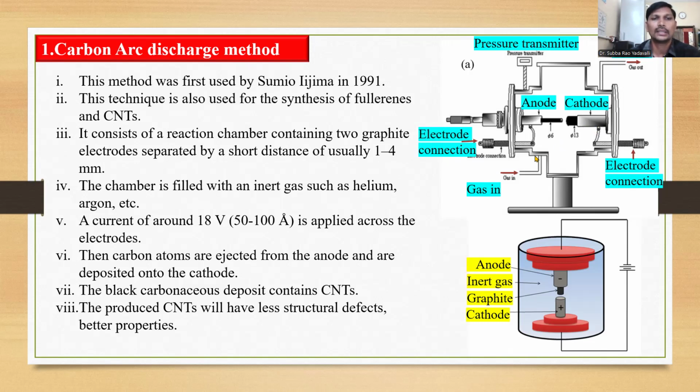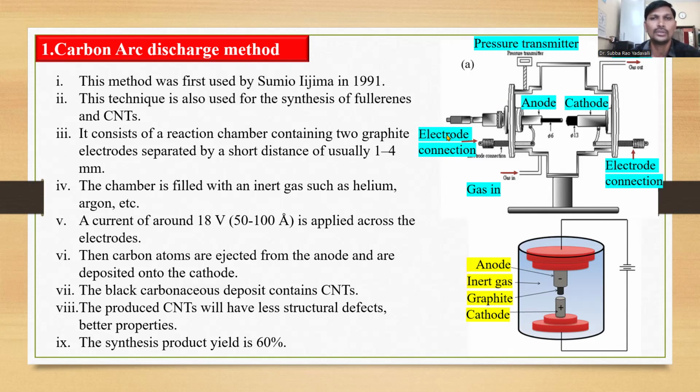The produced carbon nanotubes will have fewer structural defects and better properties. So the carbon nanotubes formed this way have high strength and stability. By using this method, we can fabricate up to 60% yield of carbon nanotubes. This is the carbon arc discharge method, and this is the theoretical explanation of it.